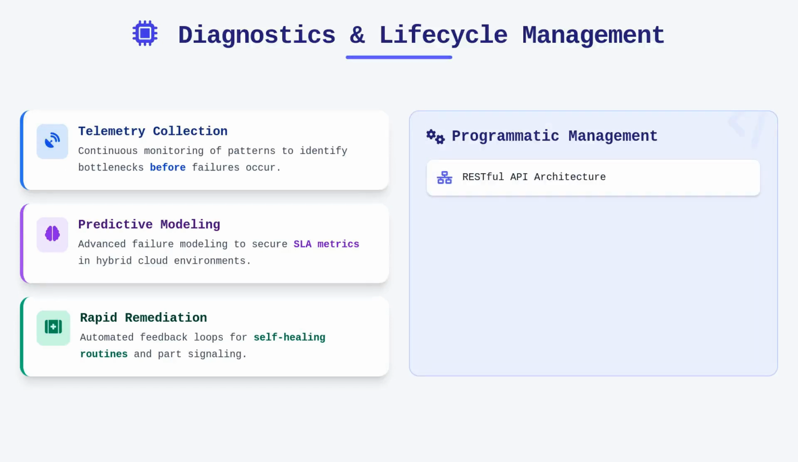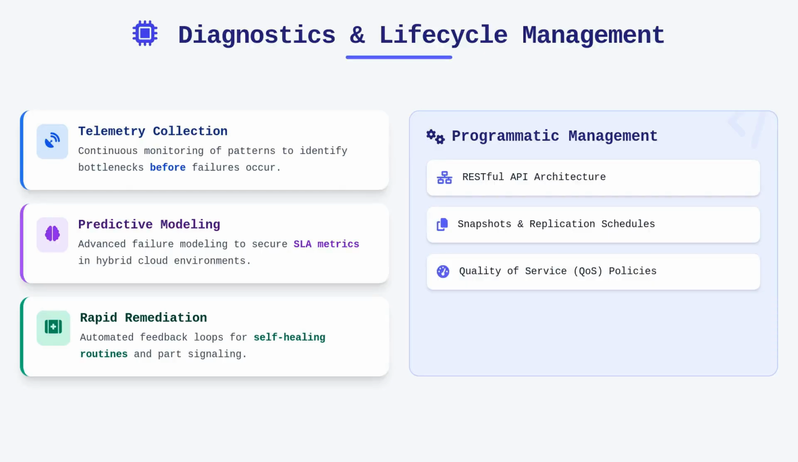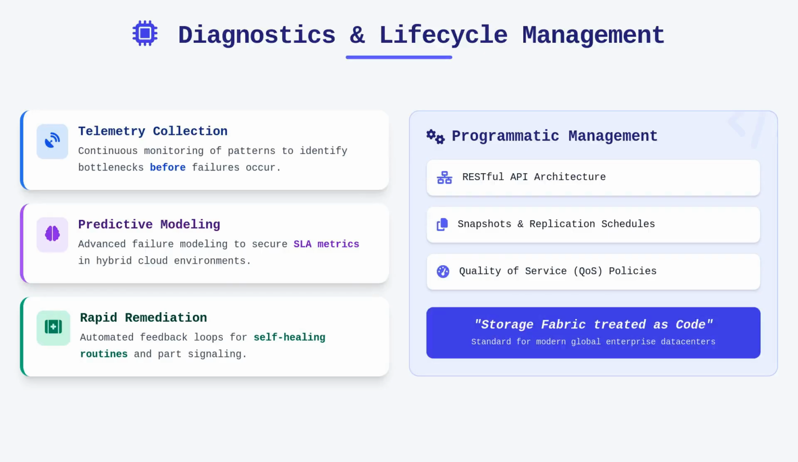API utilization is also a major component, as the RESTful interface allows for the programmatic management of snapshots, replication schedules, and quality of service policies. These APIs are essential for scripting, ensuring that the storage fabric can be treated as code, which is a requirement for modern infrastructure deployments in enterprise data centers globally.